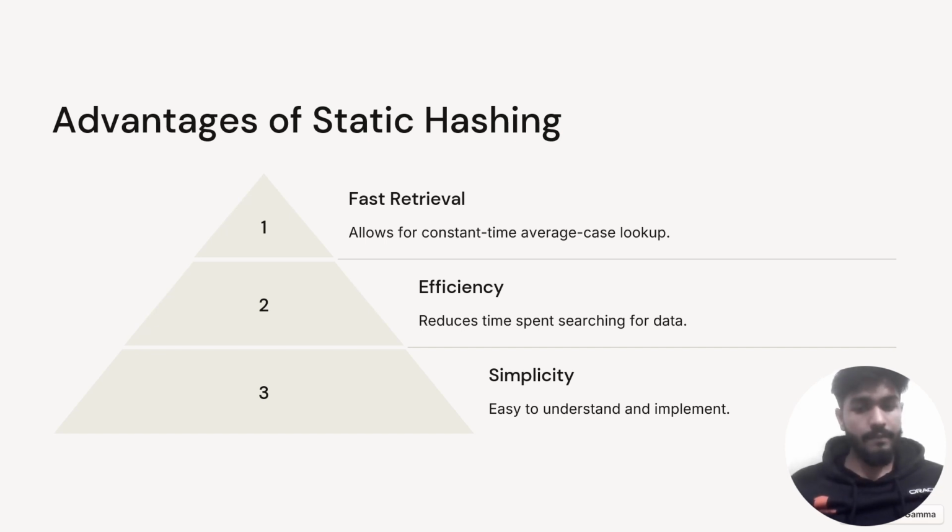Advantages of static hashing. First, fast retrieval. Second, efficiency. Third, simplicity. It allows for constant time average case lookup. It reduces time spent searching for data. It is easy to understand and implement.